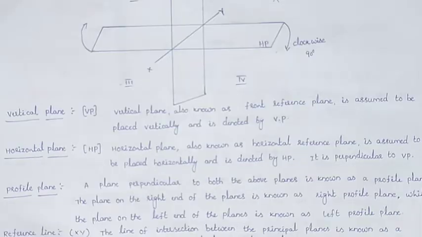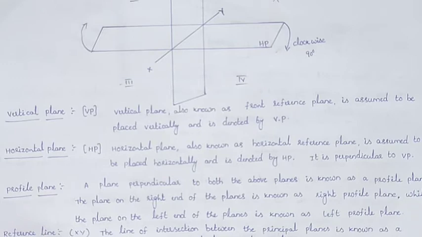And coming to the profile plane. For drawing the side views, we use the profile planes. A profile plane is a plane which is perpendicular to both of the above planes, that means the horizontal and vertical planes. The plane on the right end we call the right profile plane, while the plane on the left end we call the left profile plane. These profile planes are drawn perpendicular to the two planes, horizontal plane and vertical plane.